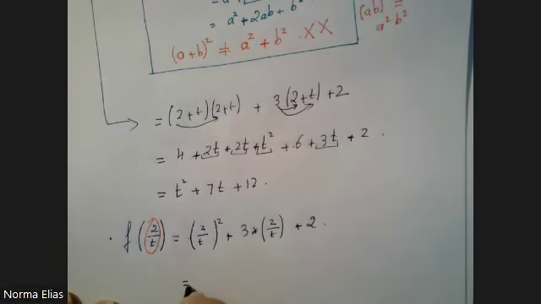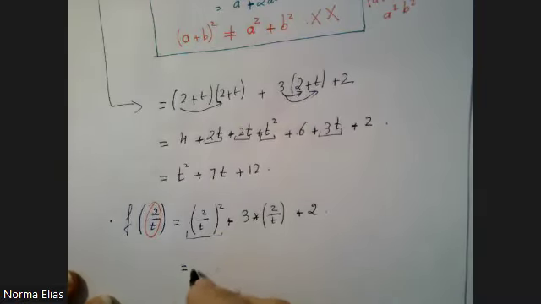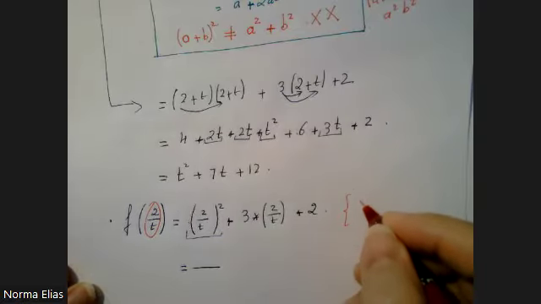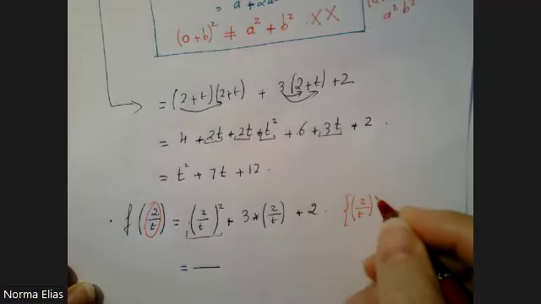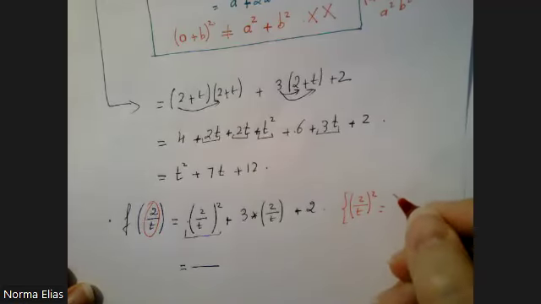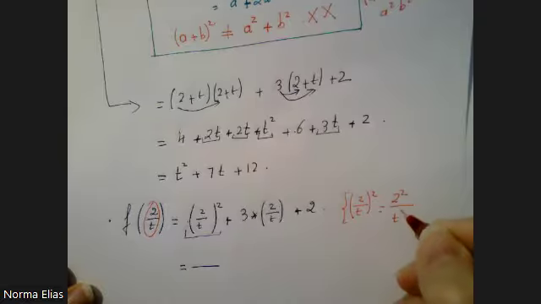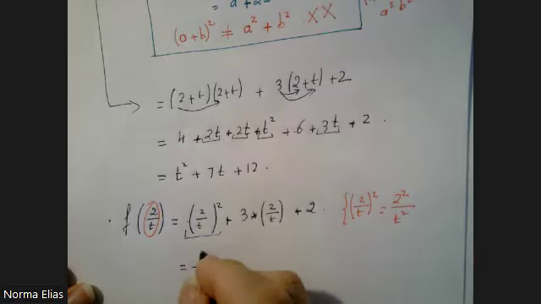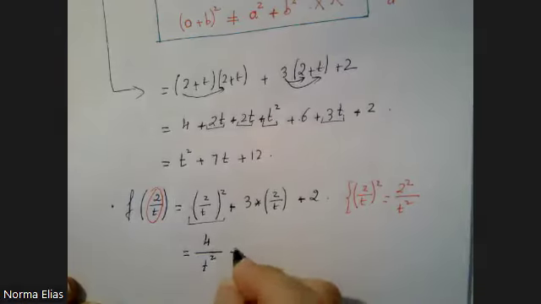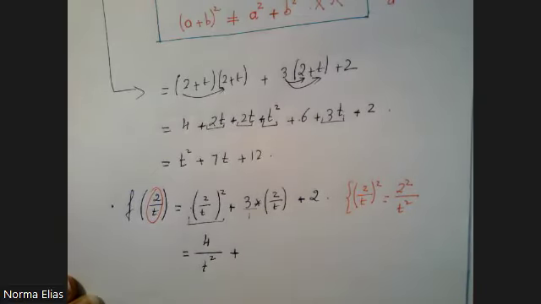Okay, based on what we did, the quantity 2 over t squared should be equal to what? Because to simplify, I have to start showing my fraction. 2 over t squared. This is square the numerator divided by the denominator squared. So this is going to be 2 squared, which is 4, divided by t squared, plus. Now we have to multiply. This is basically a 1. That's 3 times 2, which is 6, divided by t, plus 2.